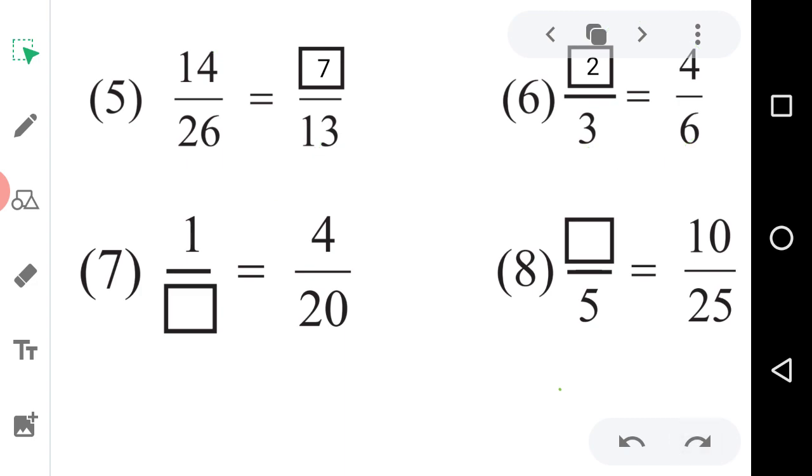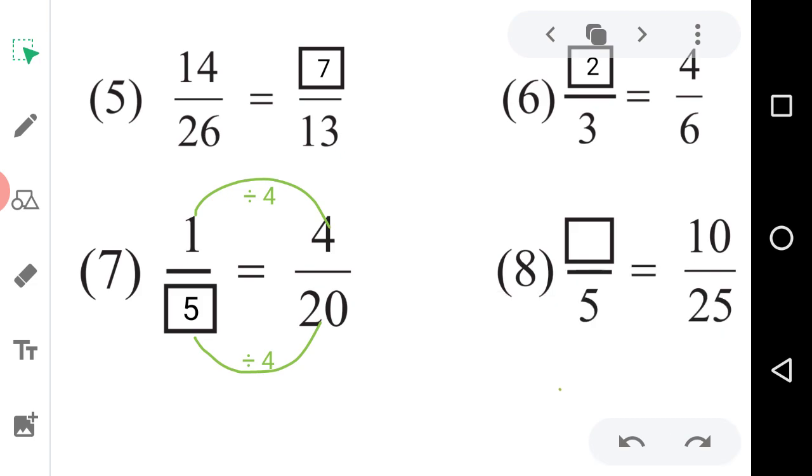Now see the next one, number 7. Here the fraction is given 4 upon 20. See in the numerator, how can we get 1 from 4? If we divide 4 by 4, we get 1. So here we need to divide 20 by 4. 20 divided by 4 is 5. So here we get the fraction 1 upon 5.